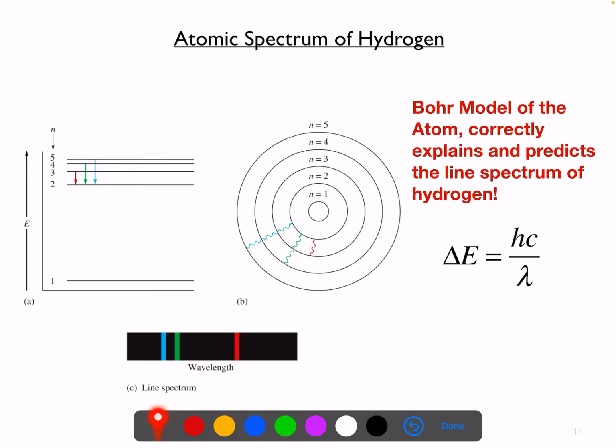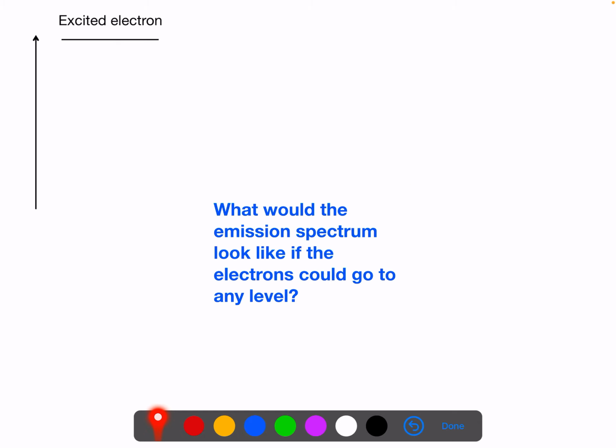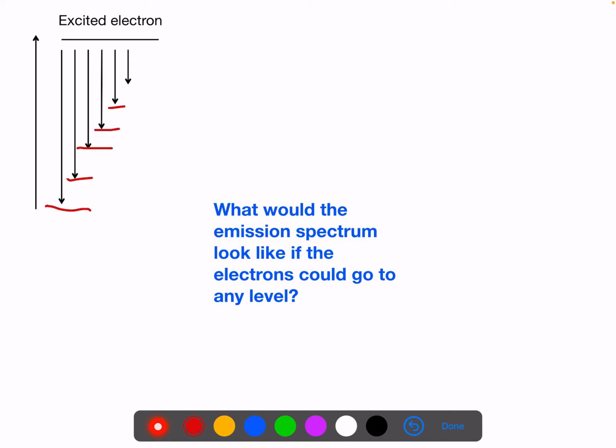So before we go on, I just want to take a second and really think about this. Consider, for example, if we start with an electronically excited electron, what would this emission spectrum look like if the electrons could go to any level? What I mean by that is, what we've been saying is the electrons can only show up at fixed energy levels. But if this electron can go to absolutely any energy level, so if it can go to here, or here, or here, or any distance in between, what would the emission spectrum look like?